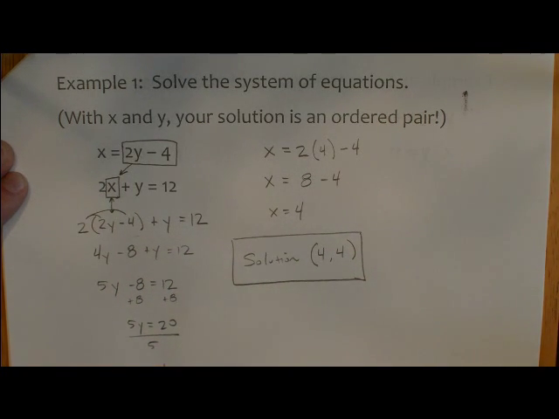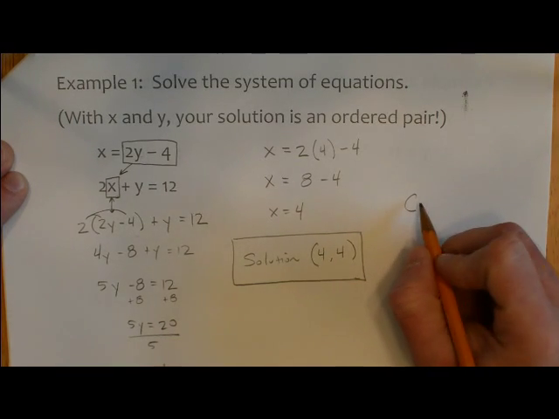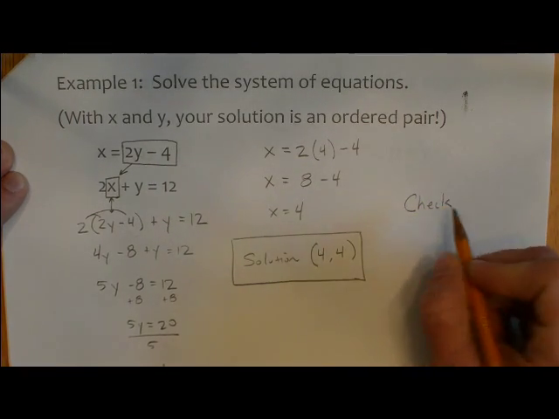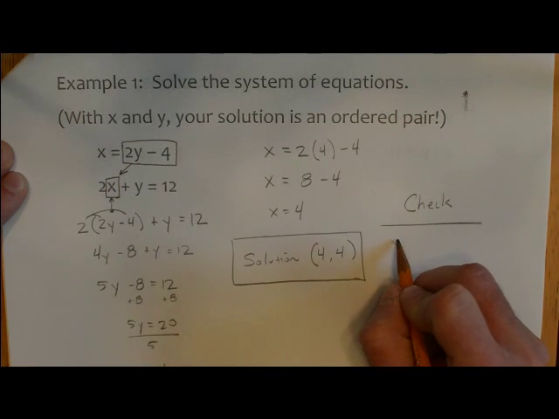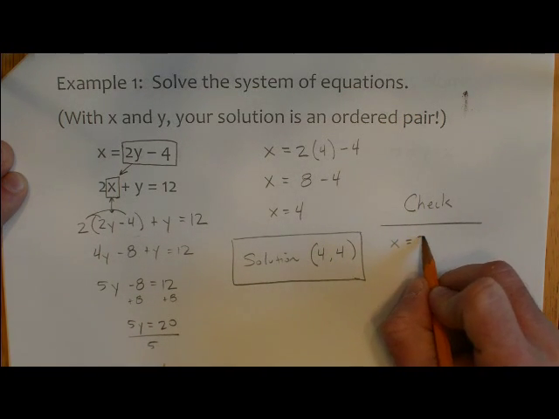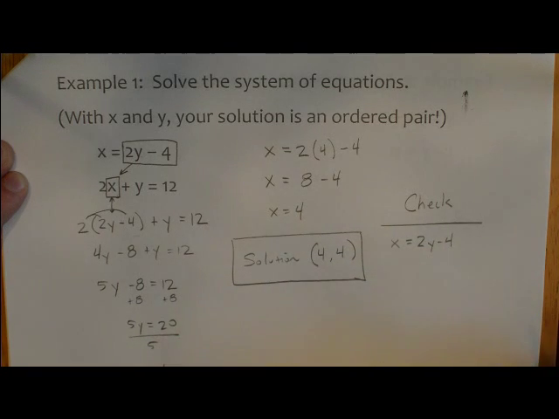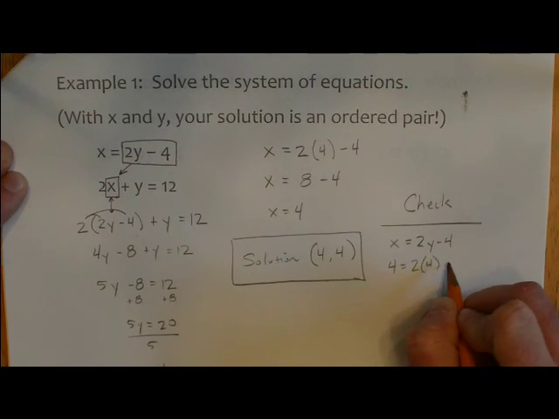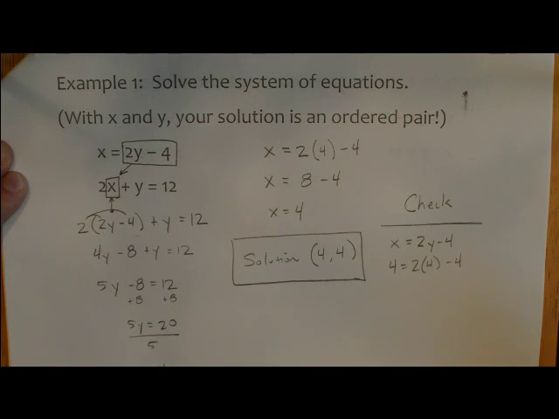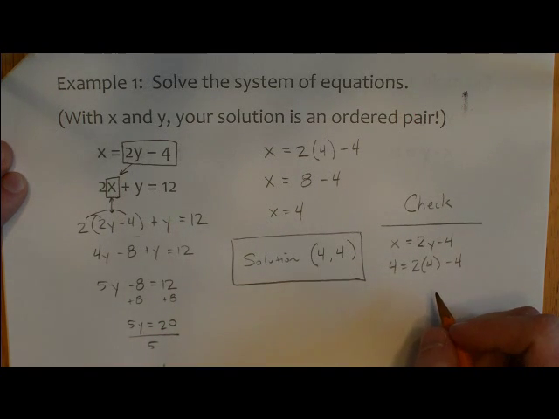Now the best thing to do here is check it and make sure it works. The solution to a system of equations is an ordered pair that works in both equations. So that's exactly what we're going to check. Does this ordered pair 4, 4 work in both of those equations? So the first one was x equals 2y minus 4. Our solution said that x was 4, and it said that y was 4. So if we substitute those in and it works, then that's a solution to the first equation.